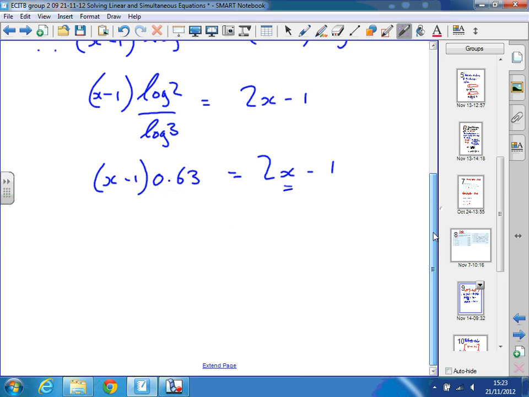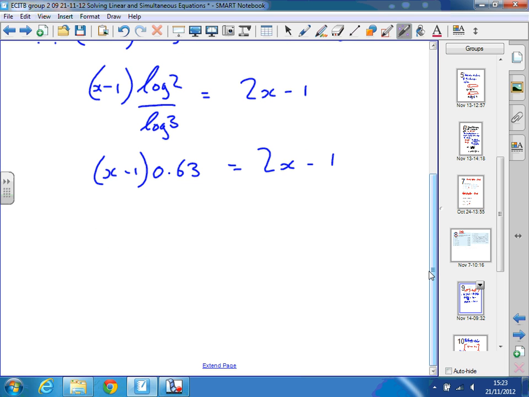Okay, what would we do now with this equation? George is suggesting add 1 to both sides. That's a good idea, but also expand out the brackets before we do that. So multiply out the brackets. 0.63 lots of x minus 1 lot of 0.63 is 2x minus 1. And now what we've got to do is get all the x's on one side and all the numbers on the other side. I've got 0.63 lots of x on this side and 2 lots of x this side.